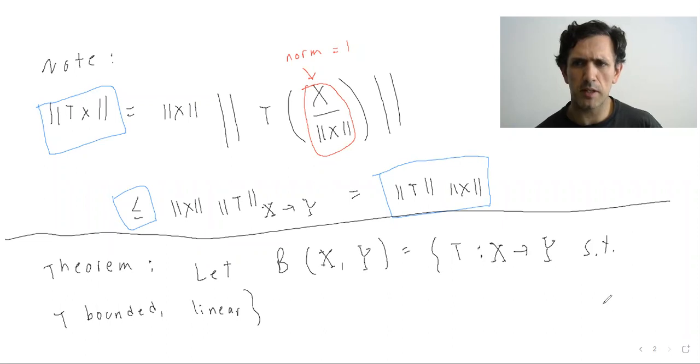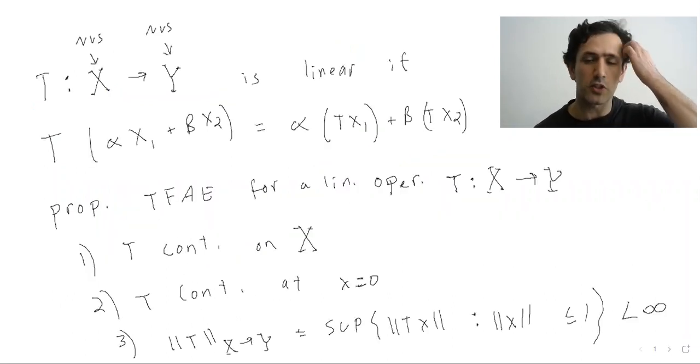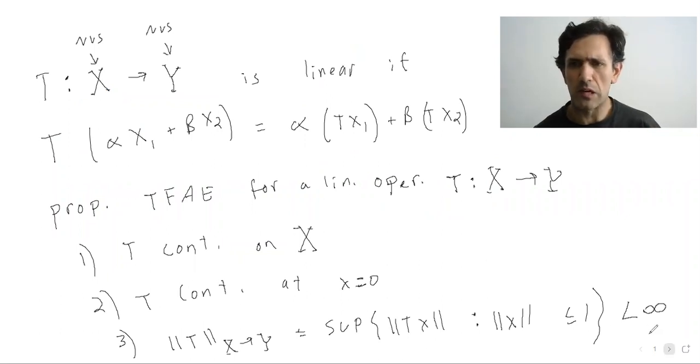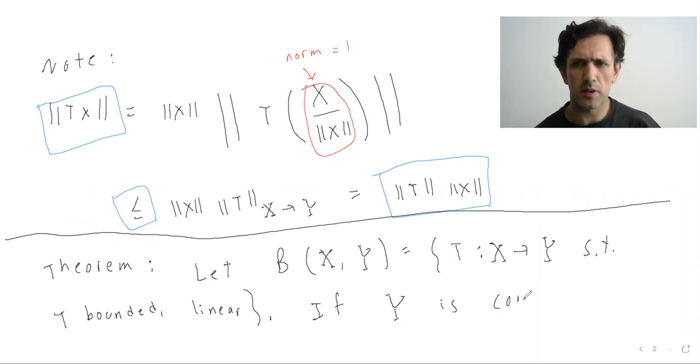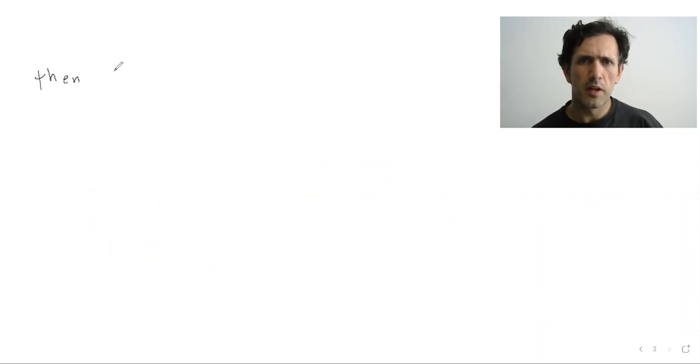So again, by definition, that means that one of these is true, which implies all of these. Okay. So the theorem is, X is a normed vector space, Y is a normed vector space. If Y is a Banach space, then this is complete. This is a Banach space under this operator norm. A lot of times you'll see the space denoted by B(X, Y). It's a little easier to write this here.